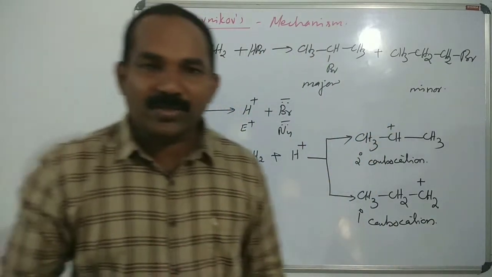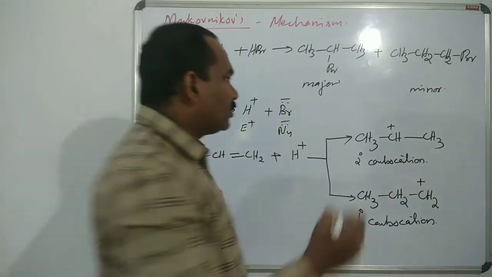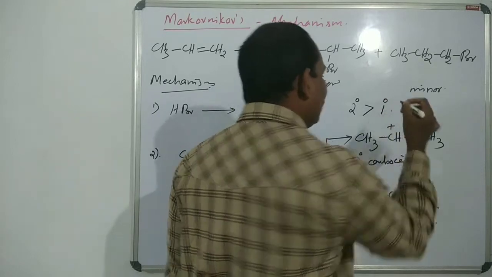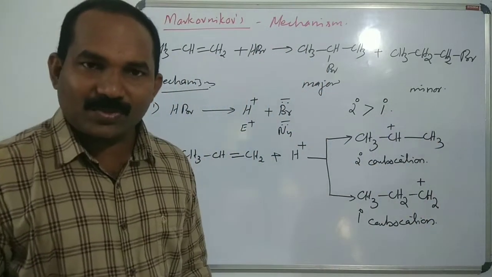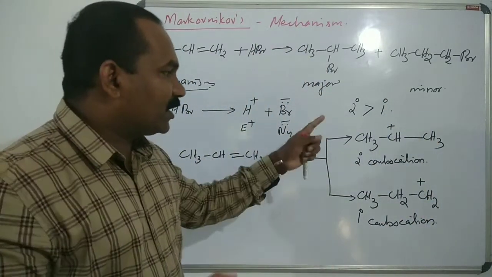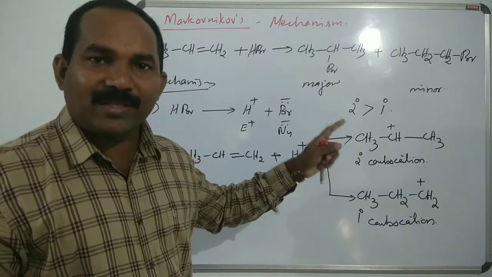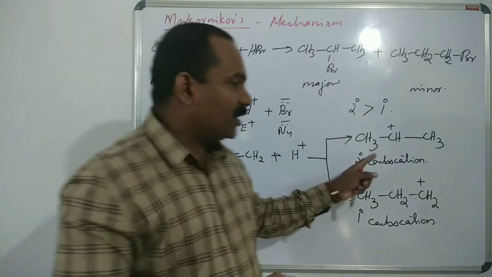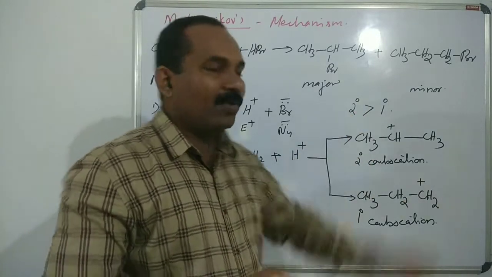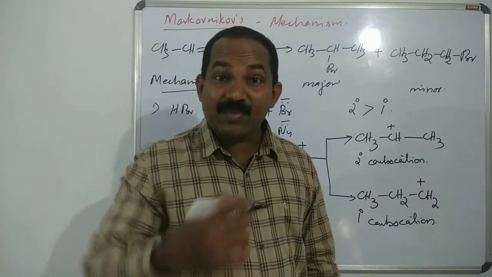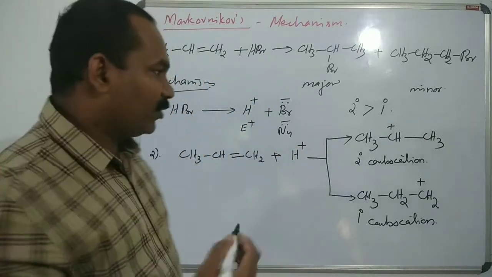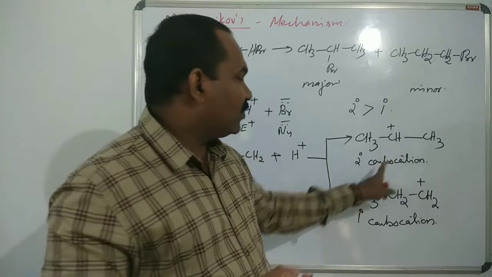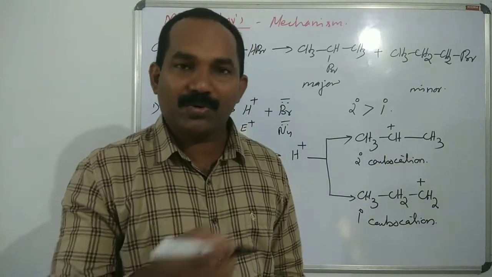Which carbocation is more stable? You know that a secondary carbocation is more stable than a primary carbocation. The correct order is tertiary greater than secondary greater than primary. So in this case, the secondary carbocation is more stable than the primary carbocation, and that's why the composition of secondary carbocation is more.